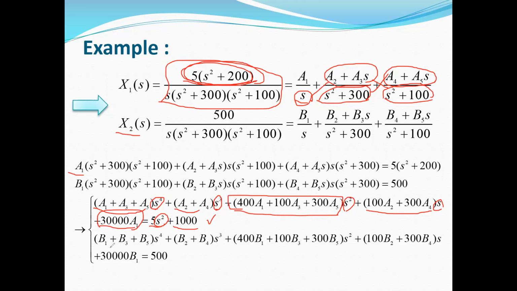For b, the second equation, again we have the same scenario, but this time on the right hand side there is no s, so all of the coefficients of s, s squared, s cubed, and s to the power of 4 must be equal to 0. All of these terms must be 0, and only this term is equal to 500. Now again we have five equations with five unknowns, and we can solve them.